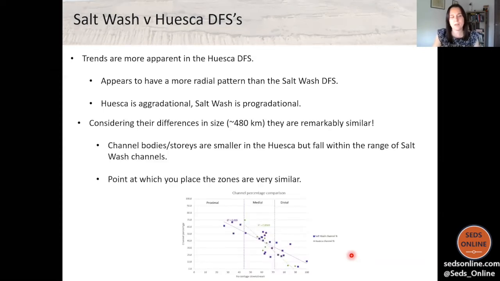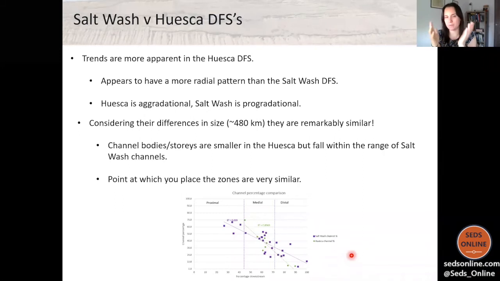Huesca system. But considering their differences, so there's about a 480 kilometer size difference here, they are remarkably similar. Channel bodies and stories are smaller in the Huesca, but still fall in the range of the salt wash. And actually the point at which you place the zones is very, very similar.